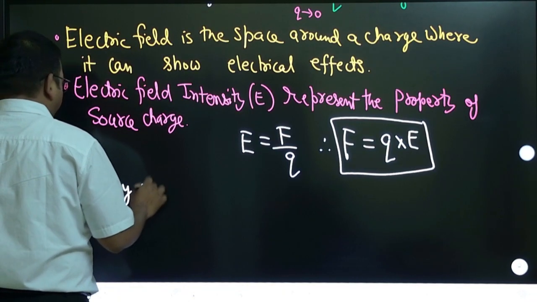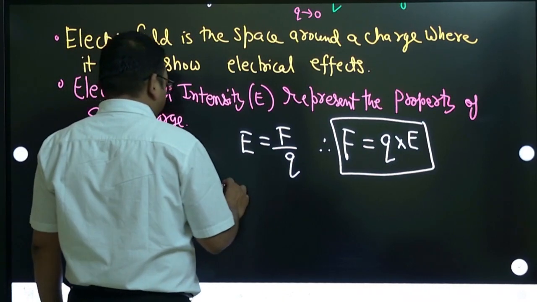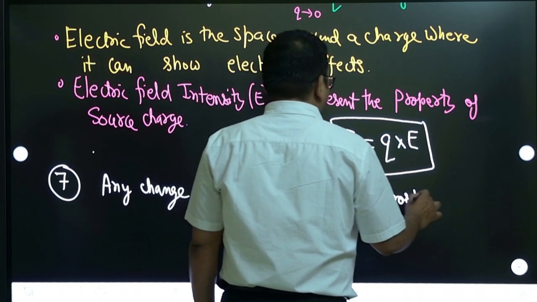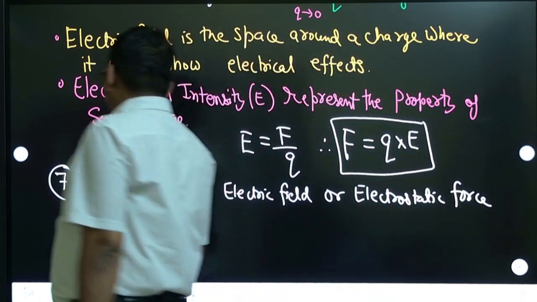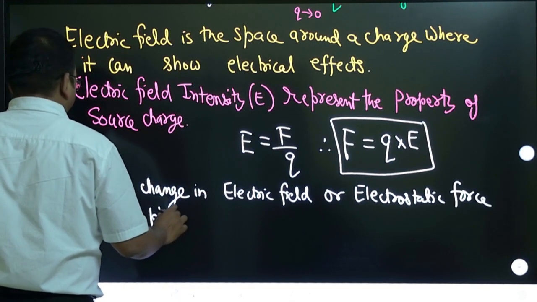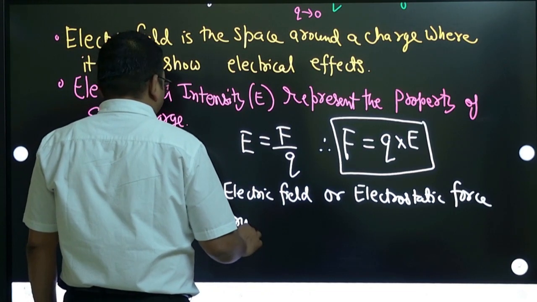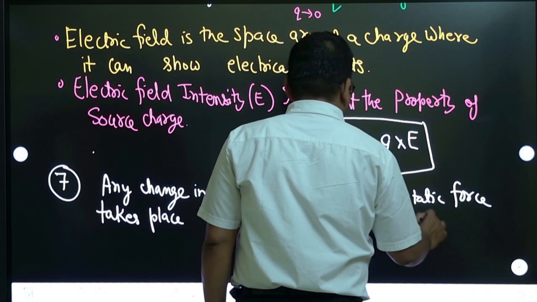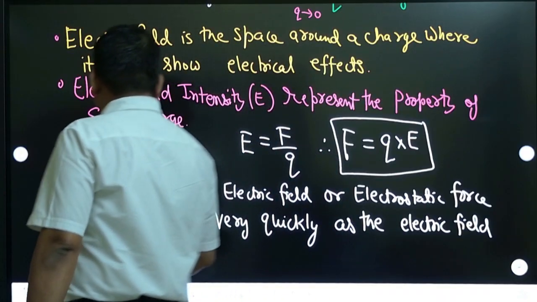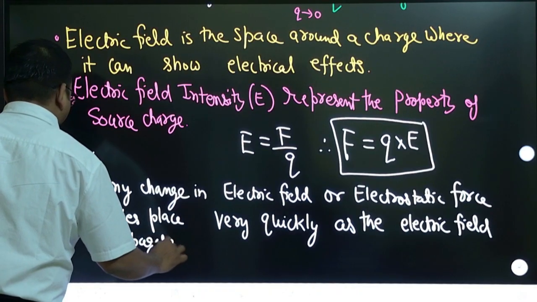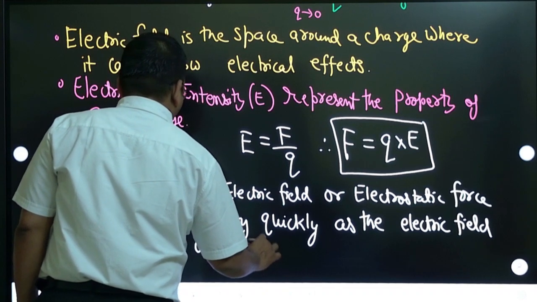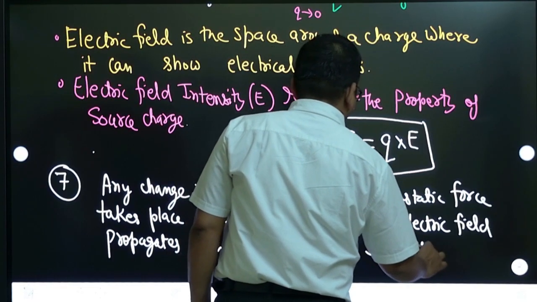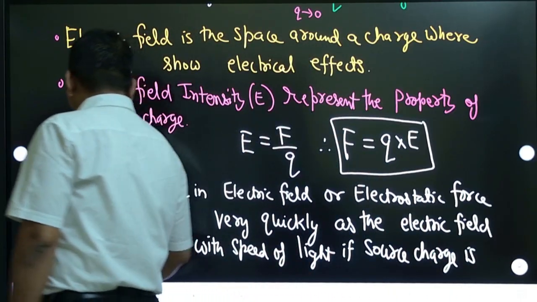Any change in electric field or electrostatic force takes place very quickly, as the electric field propagates with the speed of light, if the source charge is moved.